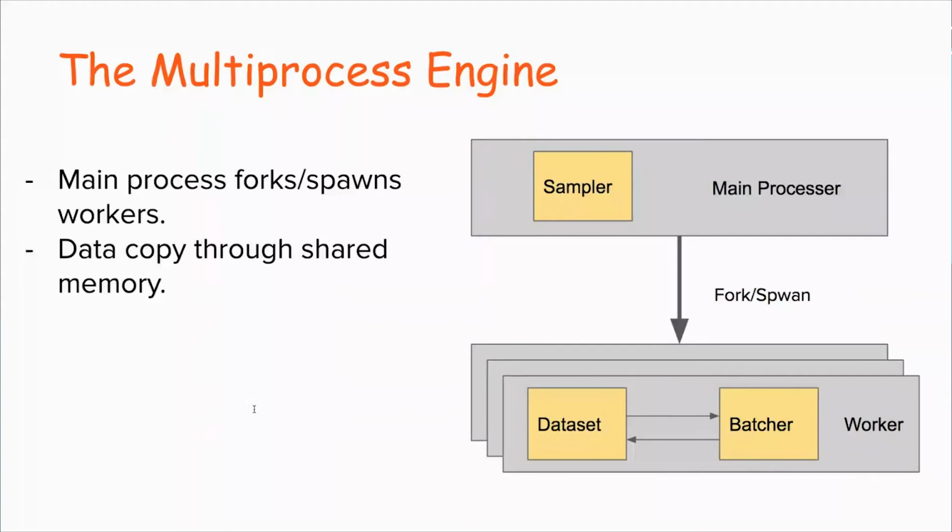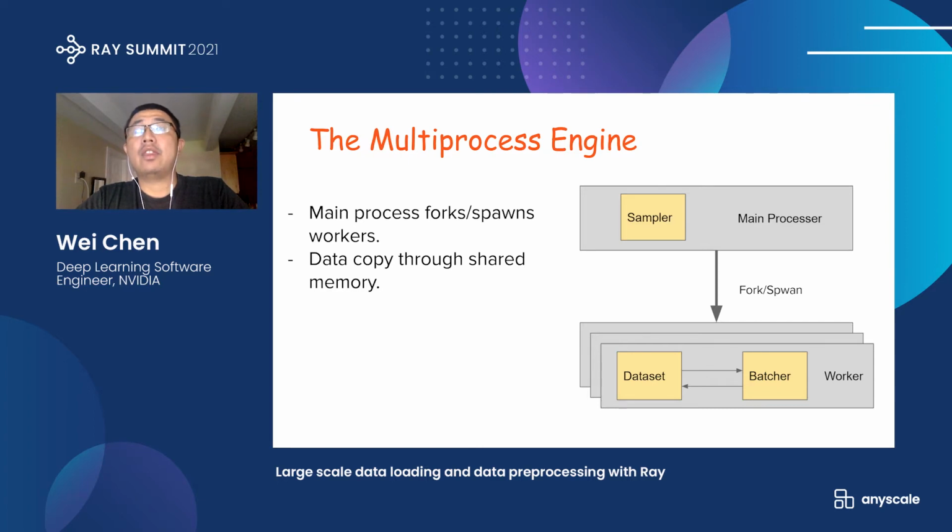Under the hood, PyTorch has a multiprocess engine. The idea is that we want multiple workers running in parallel to make data loading fast. Everyone knows that in Python, parallelism is not easy to achieve. Python has the global interpreter lock issue, so we cannot really do multi-threading. So in order to achieve parallelism, we need to do multiprocessing. However, doing multiprocessing is not trivial.